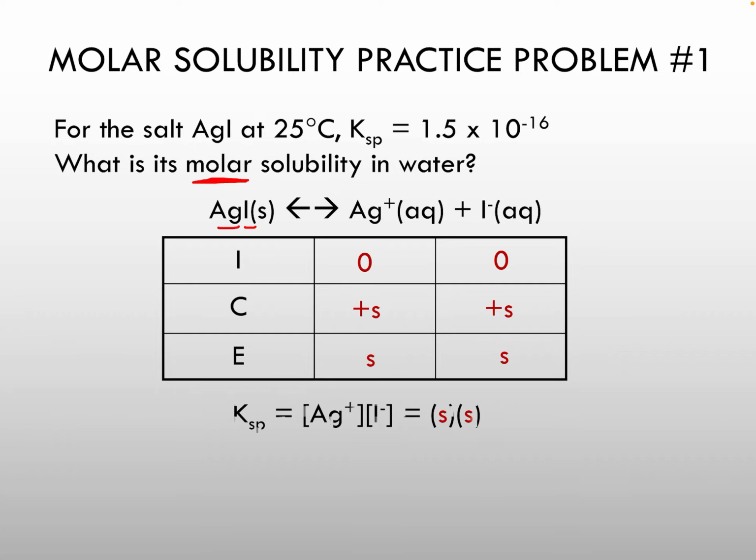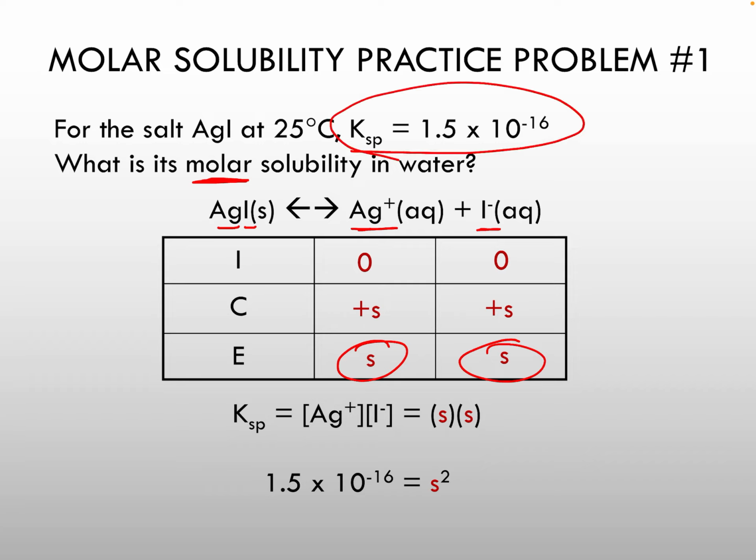And then we can go ahead and put that in our KSP expression. So our KSP is going to be our silver times our iodide. And again, we don't have any coefficients, so we're not going to have any superscripts. Then we can fill in our equilibrium values. They are both S here, so I'm going to fill in S for both of those. Then our KSP value, we can fill that in for KSP. And then I put my S's together and got S squared. Then we can take the square root and we will get our value for S. And our value for S is the molar solubility of silver iodide.